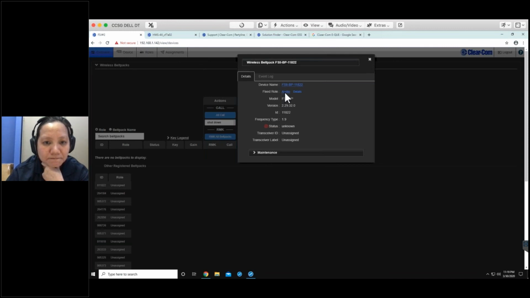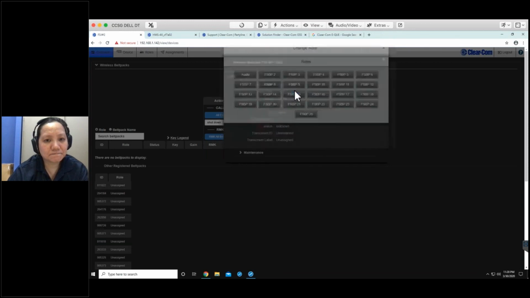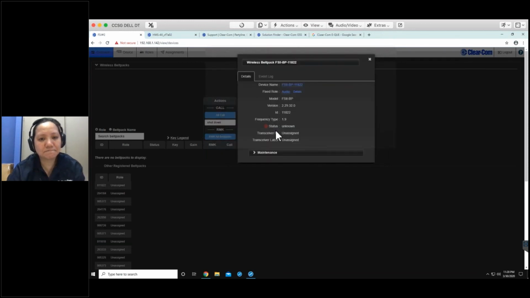Now, when you register a belt pack, one of the things it asks is what role you want the belt pack to be? And you can scroll through and pick one of the 25 roles that you've set up. But once you assign that role to that belt pack, if you turn the belt pack off and then try to assign another belt pack to that role, you'll be able to do it, but the first belt pack won't be able to log on anymore.